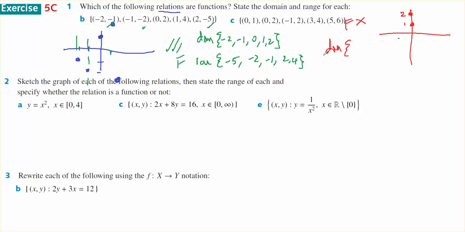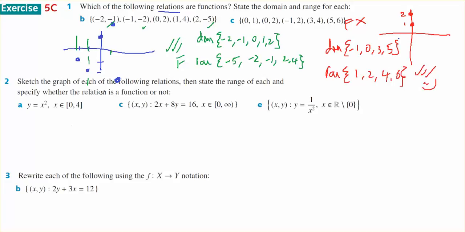The domain are all the x values used: 0, -1, 3 and 5. So -1, 0, 3, 5 are the x values used, and the range will be 1, 2, 4, 6. They are the y values used.